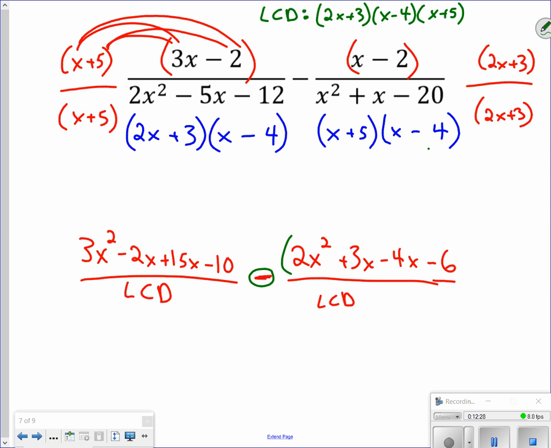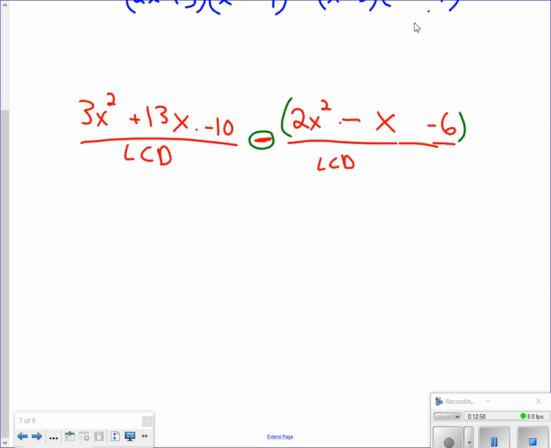Okay? If I want to save myself a little time, I could combine like terms here. So I'm going to combine the 3x and the negative 4x to just be negative x. Right? Then I'm going to combine the negative 2x and the positive 15x into positive 13x. Cool. Now I'm going to extend the page and finish this guy off. Combine like terms. So I got a negative 2x squared, a positive now x, and a positive 6.